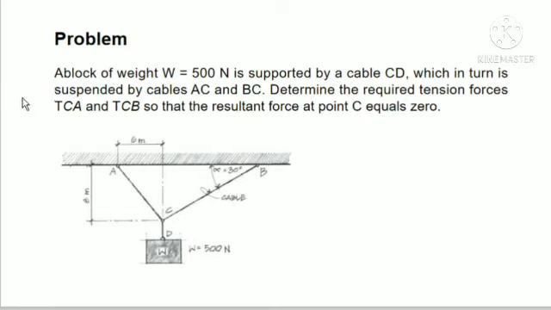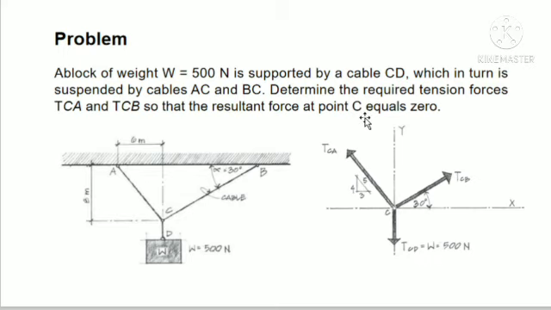Okay, so a block of weight equal to 500 Newton is supported by a cable CD, which in turn is suspended by cables AC and BC. We're going to determine the required tension forces, tension CA and tension CB, so that the resultant force at point C is equal to 0.